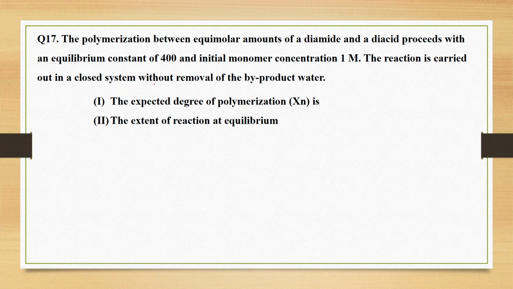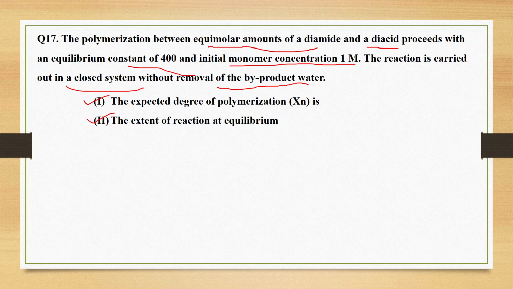Let us move to the next question. This is the next question. It states the polymerization between equimolar amounts of diamine and diacids proceeds with an equilibrium constant of 400, and the initial monomer concentration is given as 1 molar. The reaction is carried out in a closed system without removal of the byproduct water. So you have to calculate the expected degree of polymerization and the extent of reaction at equilibrium.